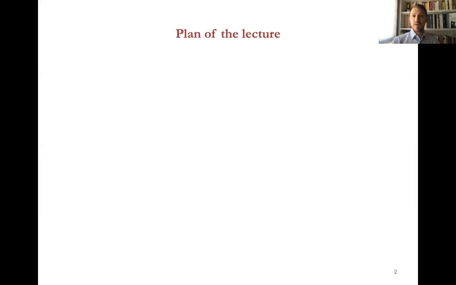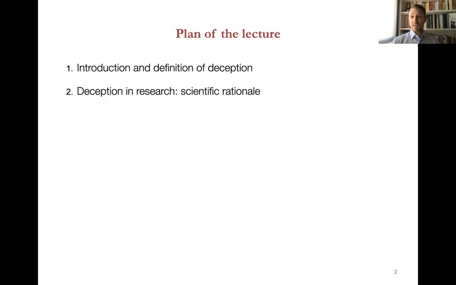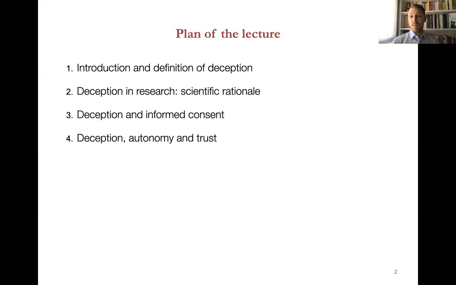In the first one, we will be looking at the definition of deception. Then we will move to explore a potential rationale for justifying, from a scientific point of view, the use of deception in scientific research. And then we will explore the 3 main objections or rationales to oppose the use of deception in scientific context. One that has to do with informed consent, and the other 2 that have to do with the respect of participants' autonomy and trust, respectively.